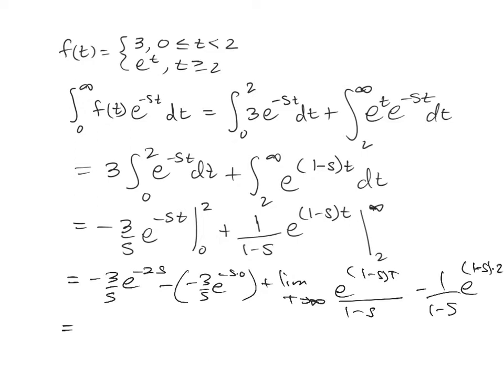So we clean this up a little bit. We're going to have a negative 3 over s e to the negative 2s plus just plain 3 over s. And then we're going to have a minus, or a plus if you want to change the order around, 1 over s minus 1 e to the 2 times 1 minus s. And again, we could change the order of that subtraction in the exponent. But that's a pretty good way to leave that right there. But again, that's a 1 minus s.